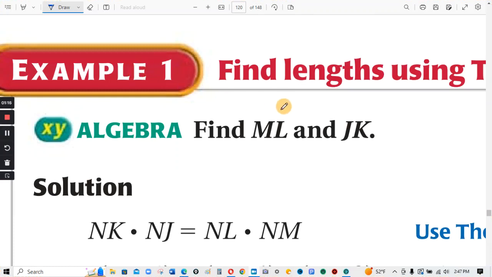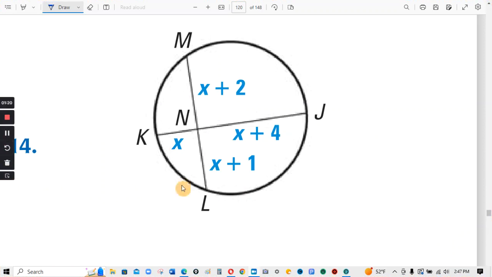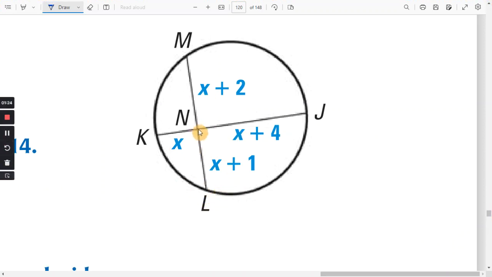Example 1, find ML and JK. We said it a minute ago, when you have two chords that intersect inside the circle, the product of their segments are equal. So we have X times X plus 4.